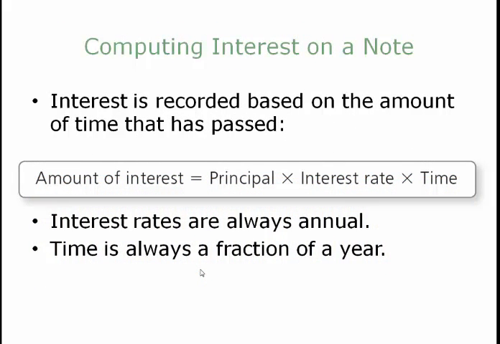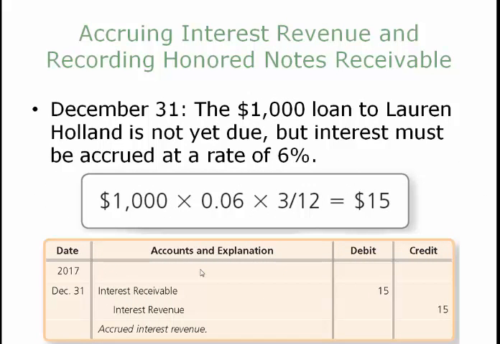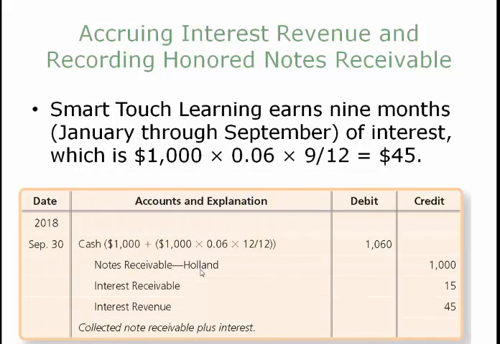The first thing we want to do is compute the interest, and interest is established on an annual basis, and you can calculate daily interest rates, daily amounts, or you can calculate it by month, and we're going to use just by month here. But time is always a fraction of a year. So we have 3 months from the end of the note until the end of the year. So we're going to take 1,000 times 6% times 3 divided by 12, which is a quarter of the year. And it says that we need to accrue, or put on our income statement and our balance sheet, $15 worth of interest revenue expected from this note. So we're receivable for $15 and we have revenue for $15.